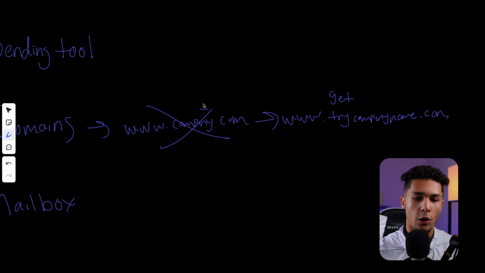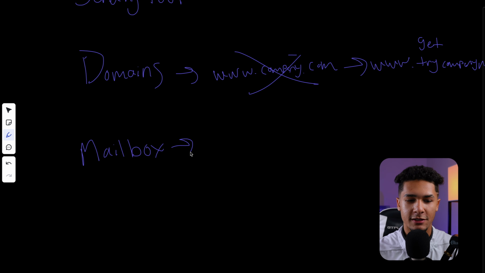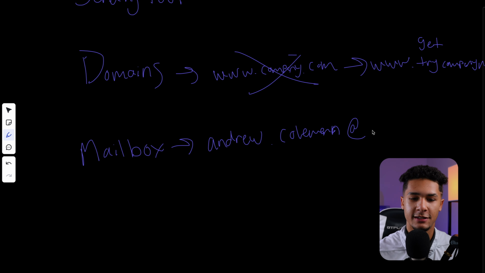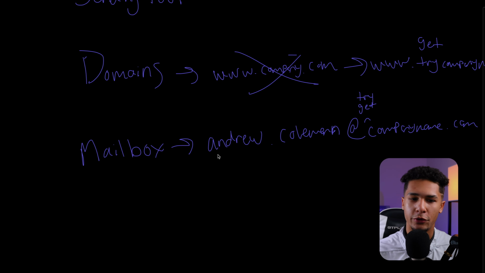This is what is going to host all of our mailboxes. The second is going to be mailboxes. So this is going to be your name, and this is going to be at companyname.com. And in here, we're going to put that get, we're going to put the try. These are going to be our subdomains that we're going to use specifically for cold emailing. And you can have three mailboxes under one domain. This is just the best practice so that you don't burn the domains out by sending too many emails from that one specific domain.